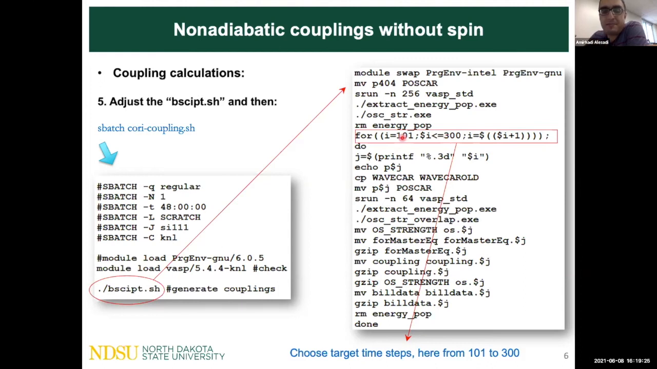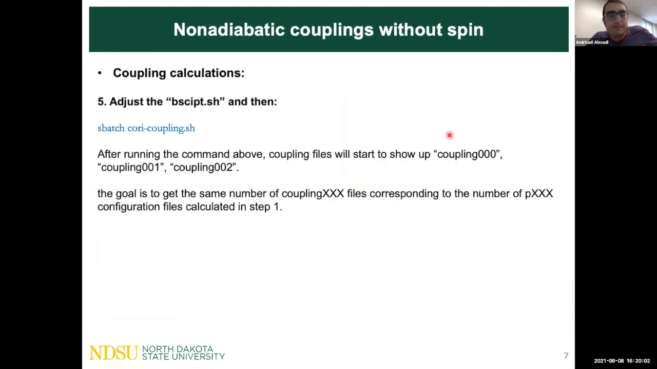For instance, go for time step 1 to 100, then 101 to 200, then 201 to 300. And by doing that, we can have the coupling files calculated for all atomic configurations. So this file always needs to be modified for each time step range that you want to calculate the couplings. Here is just an example, for time step 101 to 300. As we adjust that file, we can see that some coupling files will be generated in this naming format: coupling 000, 001 and 002.